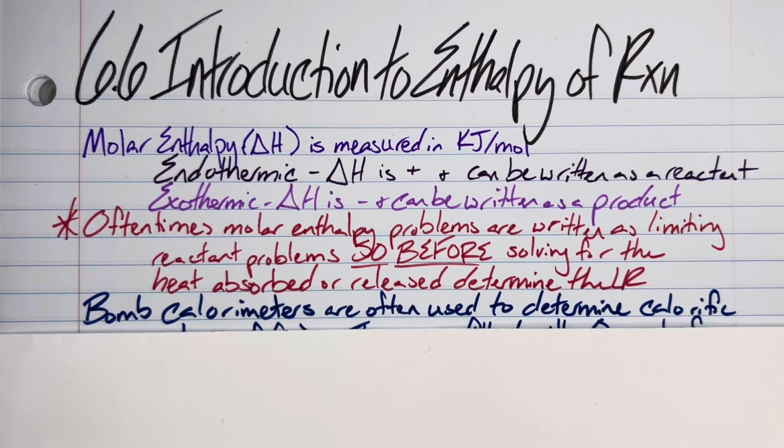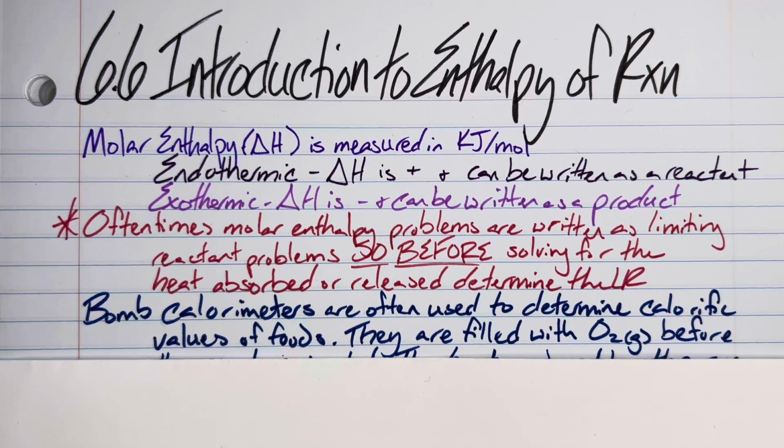So specifically for determining enthalpy, there is a specific type of calorimeter called a bomb calorimeter, and a bomb calorimeter is often used to determine the calorific values of foods. It's how we determine how much energy is within a food.